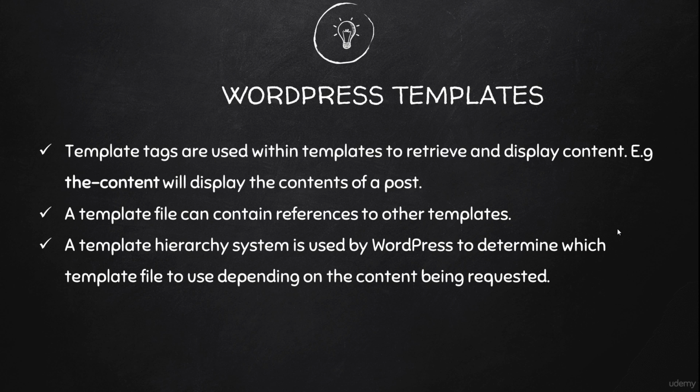And of course, a template hierarchy system is used by WordPress to decide which template file should be used to display a particular kind of content that's been requested. An example is this: if you wanted to display the contents of a single post on WordPress, WordPress can use a variety of templates. It could use the index.php file to display that information. It could even use a single.php file to also display that information. Now, don't worry, of course, we are going to delve a lot more into these templates and tags as we progress.